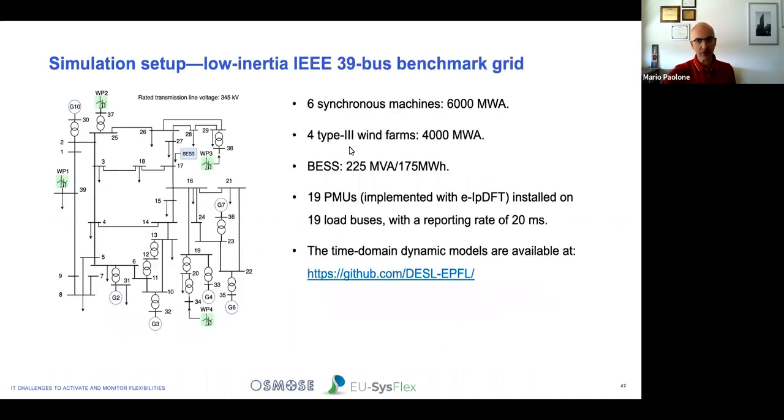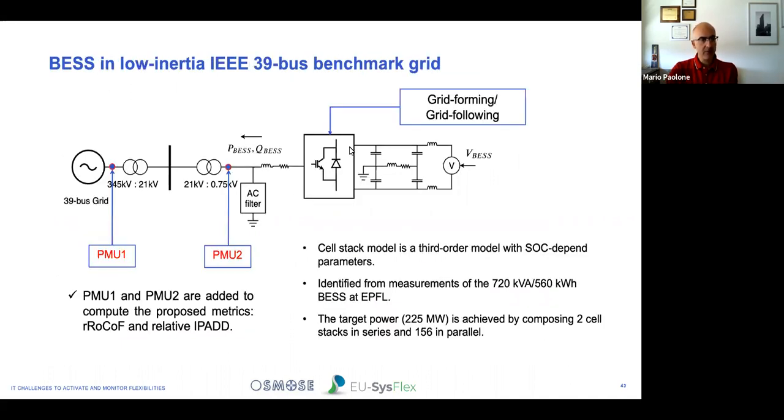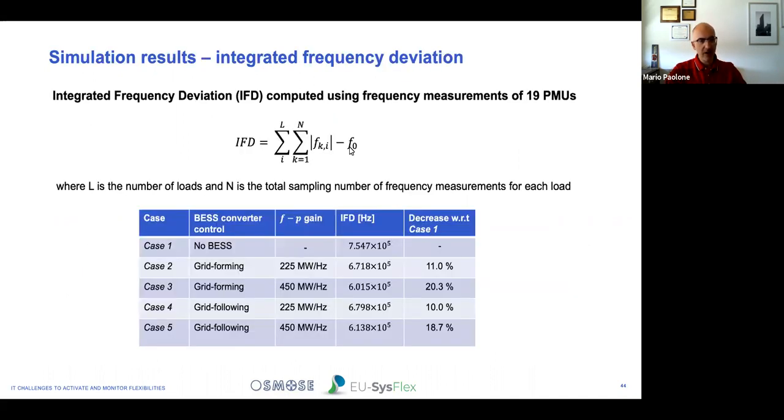So this is the topology of the system. You can download it for free. It's an open source model on GitHub. This is the location of PMUs, very similar to what we did before for the real case, real measurements. And what you see here is that the integrated frequency deviation for grid forming and grid following for different values of the droop, again, is in favor of the grid forming control, showing again its superiority.